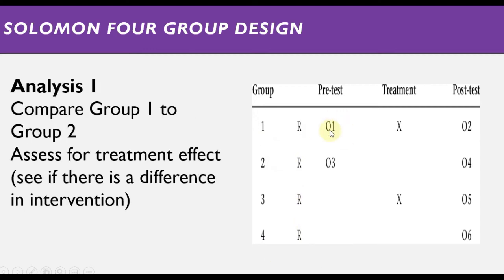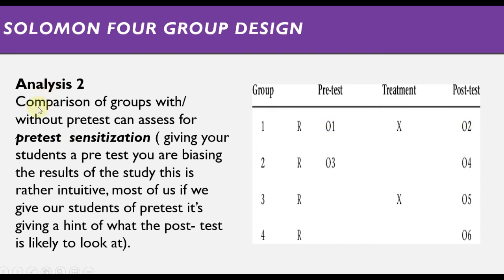Okay? Analysis 1 is we compare group 1 and group 2. This is group 1, this is group 2. We assess the treatment effect, where there is a treatment or intervention, and then we take a post-test. Then we look at whether there is a difference between group 1 with no intervention and group 2 with the intervention or treatment. Analysis 2, we compare groups with and without pretest to assess the effect. Okay?